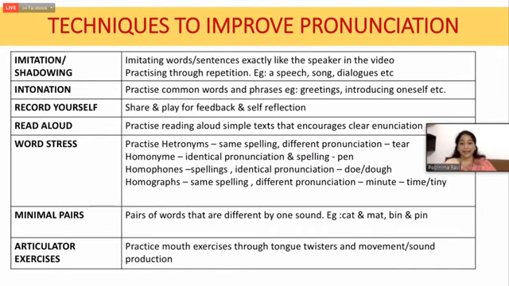Homophones, the spellings are different, but with identical pronunciation, like doe and dough. The sounds are the same. Doe is a deer, a female deer, and dough is something that you make with wheat and water for making chapatis. Likewise, homographs, they have the same spelling but different pronunciation. Minute and minute. Minute is for the time, and minute is something that is a small detail.